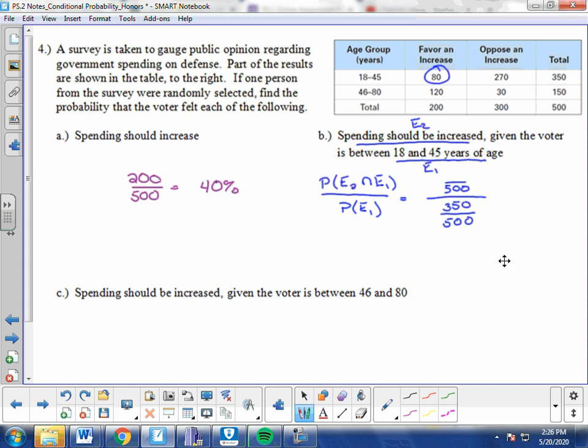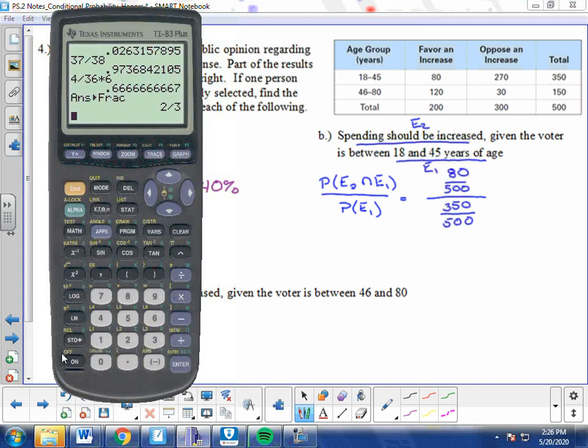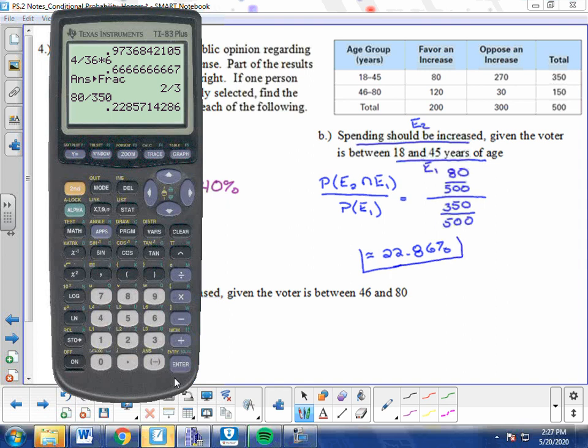There was 80 total in that table. So I would have 80 over 500 divided by 350 over 500. And so we could multiply both numerator and denominator by 500 to simplify, which would leave me 80 divided by 350, which you could reduce in a fraction. Let's go ahead and just give a decimal percentage here, 22.86%. So 22.86% of voters between the age of 18 and 45 think that spending should be increased.